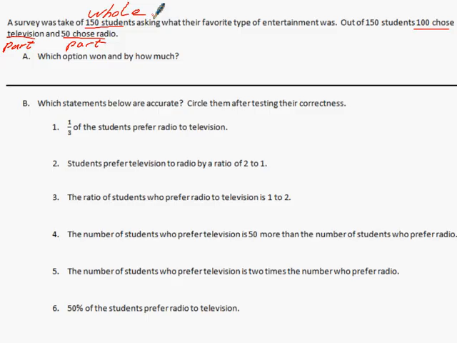A, which option won and by how much? Well, we see that TV won by how much? Well, 100 chose TV. 50 chose radio, subtract and we get 50. So TV won by 50 votes. That's the one that won, and that's by how much. B, which statements below are accurate? Circle them after testing their correctness.